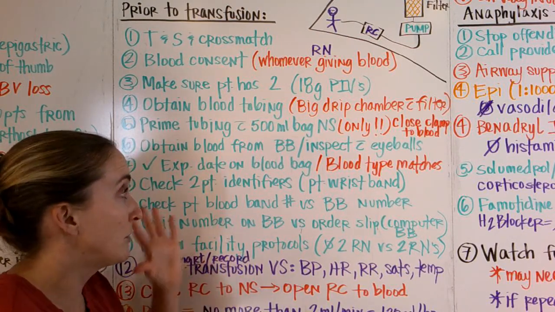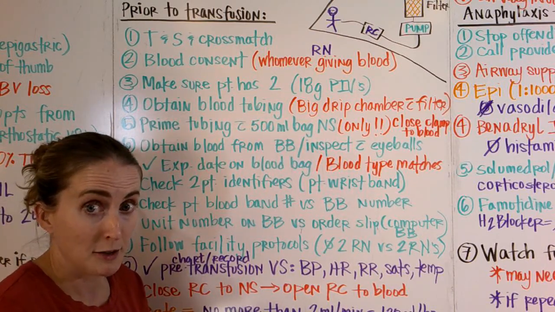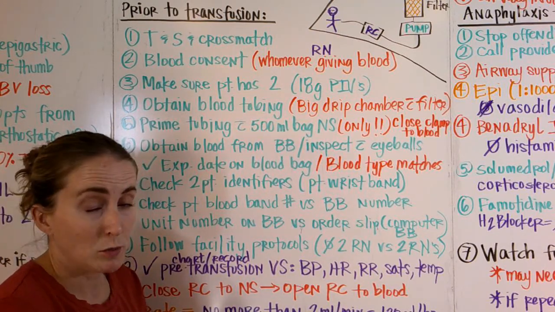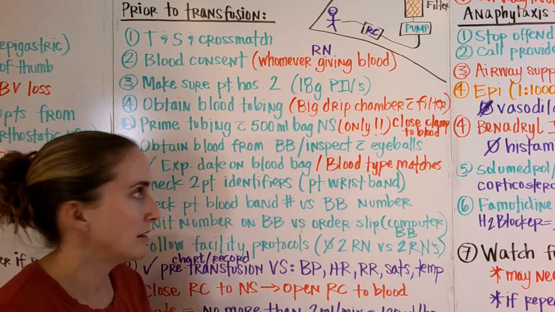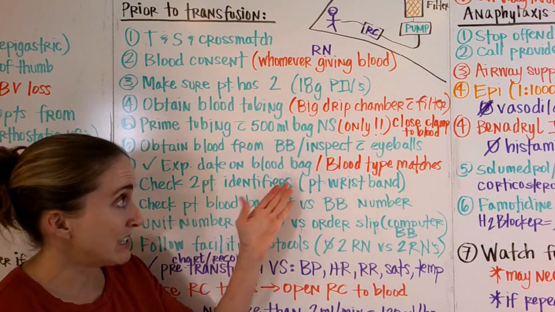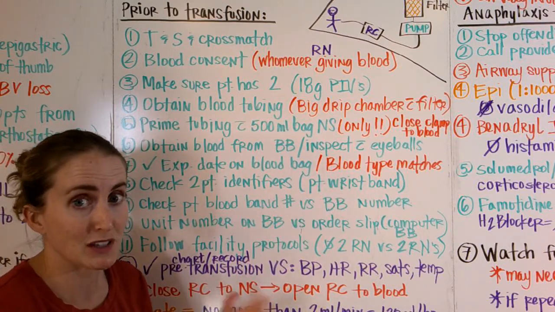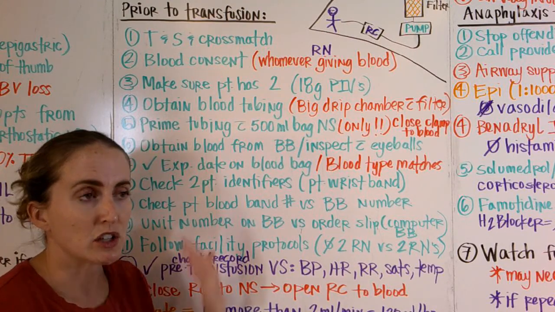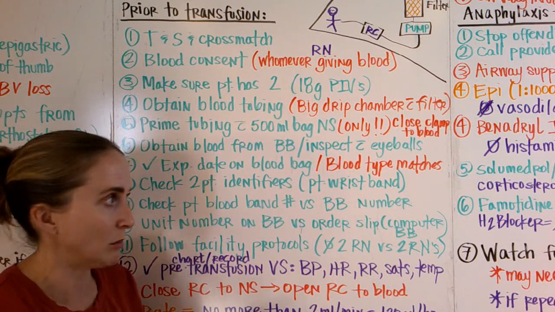So this is after we've got consent, we've primed the tubing, we're all ready. We get the blood from the blood bank and we inspect the blood with our eyeballs, make sure it's not clumpy, make sure there's nothing weird in it, okay? You're going to check the expiration date on the blood bag and also check that the blood type matches the patient's blood band, okay? So the blood type on the bag has to match the patient's blood band and has to match the order in the computer.